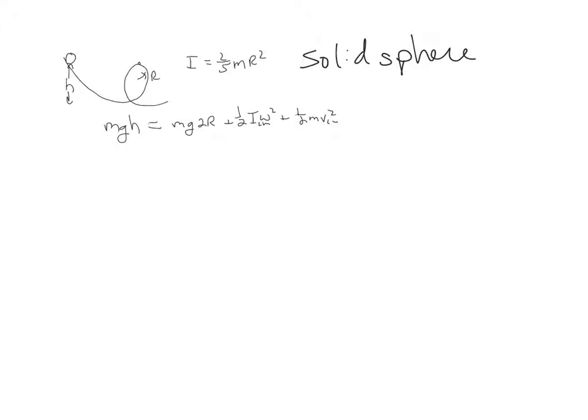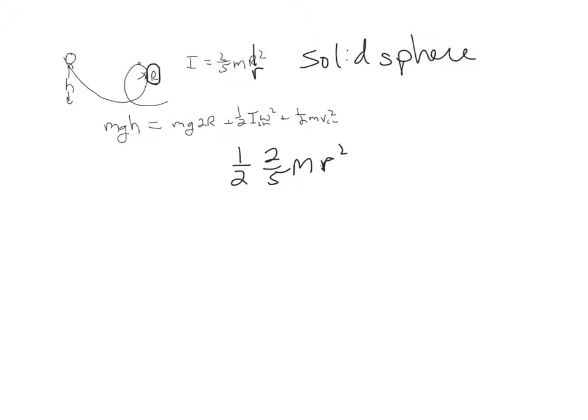So we have to get rid of what? We have to get rid of the m's, the I, the v, the omega, and the g. So all that stuff has to go away. So let's make our first substitution. 1/2 times 2/5 mr squared, and I have to do something slightly different here. This is big R, so this has to be little r, because it's the radius of the sphere and not the radius of the loop.